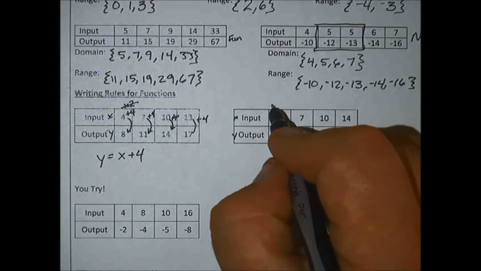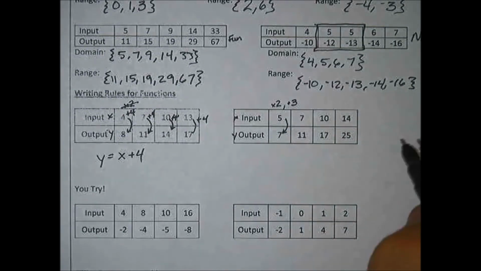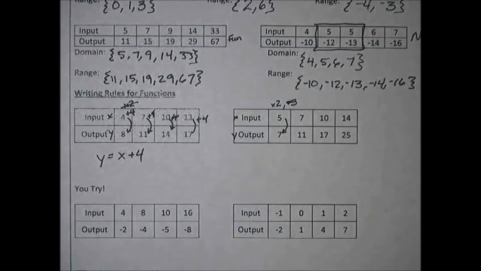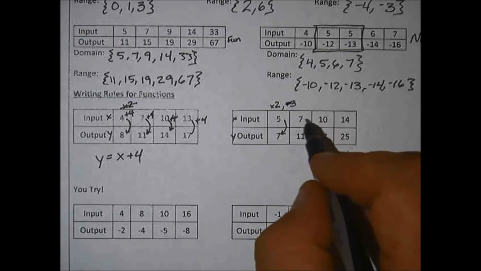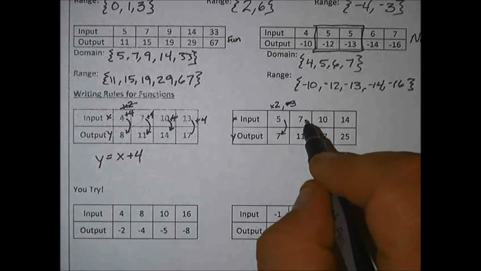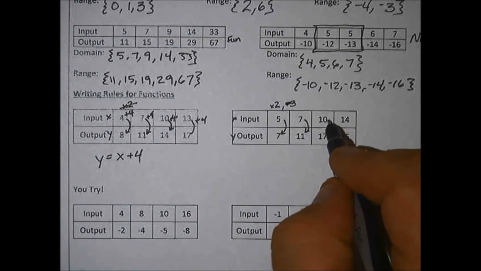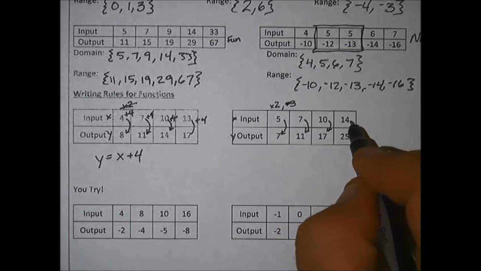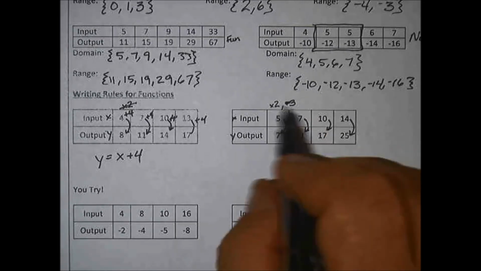So let's look at times 2 and then subtract 3. Sorry, I said add 3, I even just said it. Subtract 3. So if I'm going to multiply this number by 2, 7 times 2 is 14. 14 minus 3, hey, that's 11. Let's try it again. 10 times 2 is 20, minus 3 is 17. And 14 times 2 is 28, minus 3 is 25. All right, I think I found it.